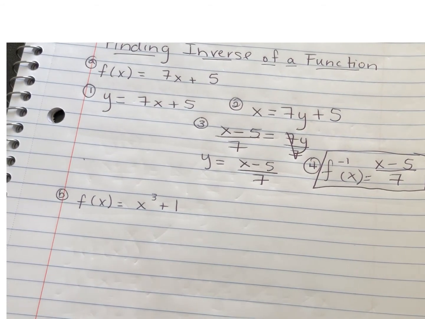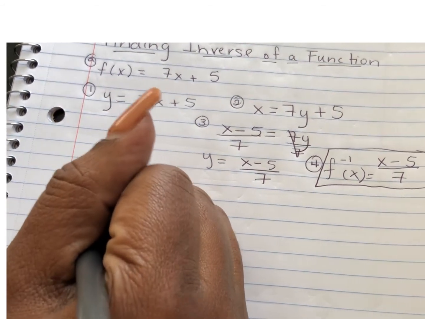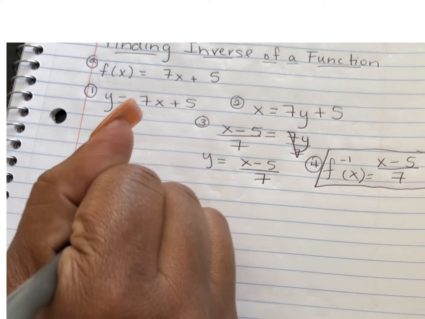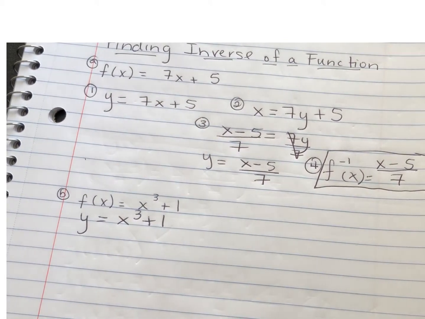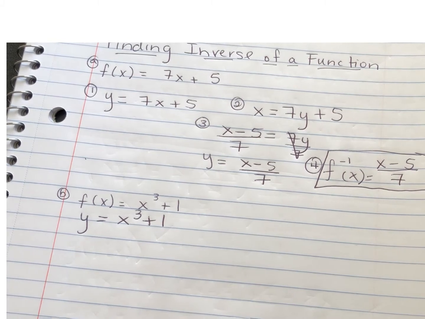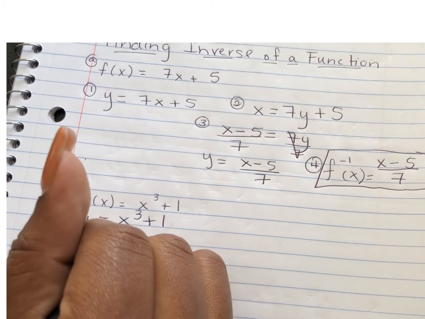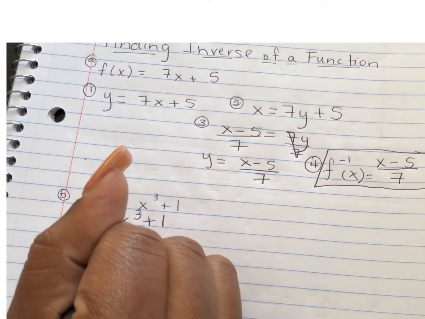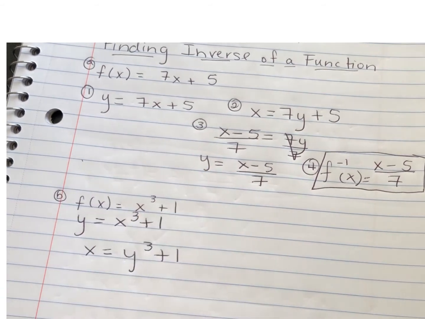All right, now let's take a look at B. First rule, swap out f of x with y. So we have y equals x cubed plus 1. Now we're going to interchange x and y, and we get x equals y cubed plus 1.